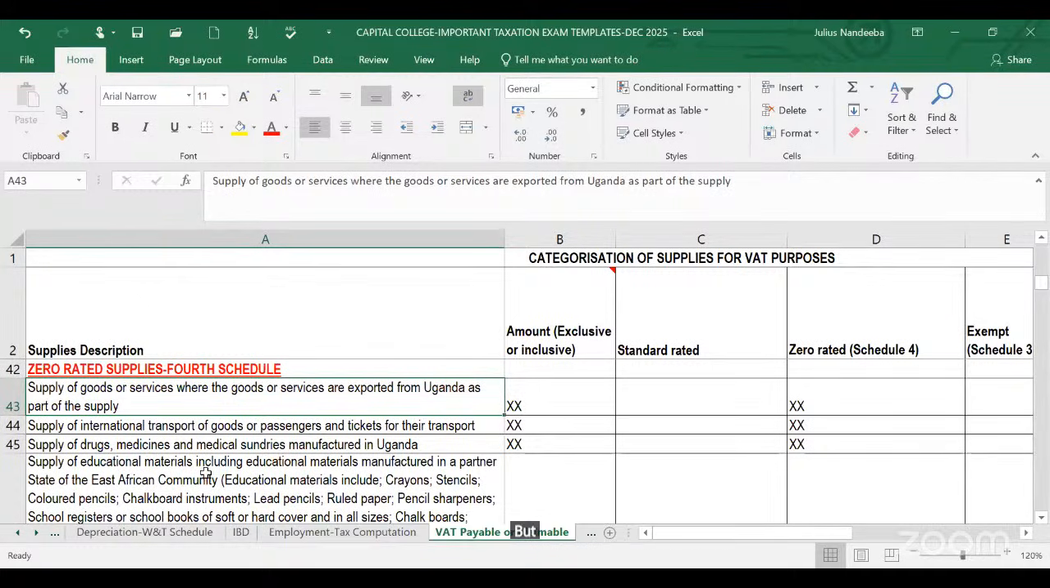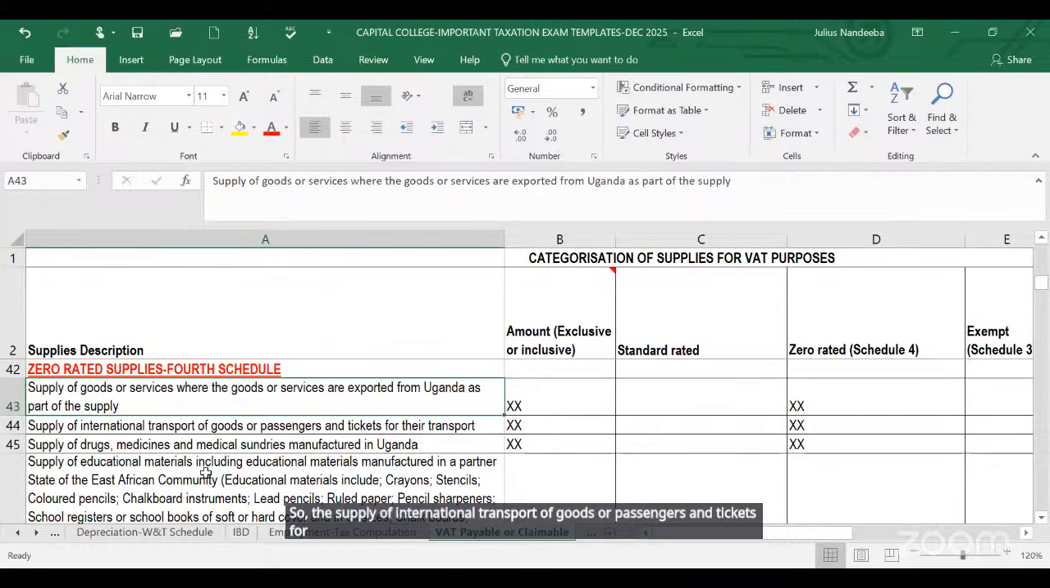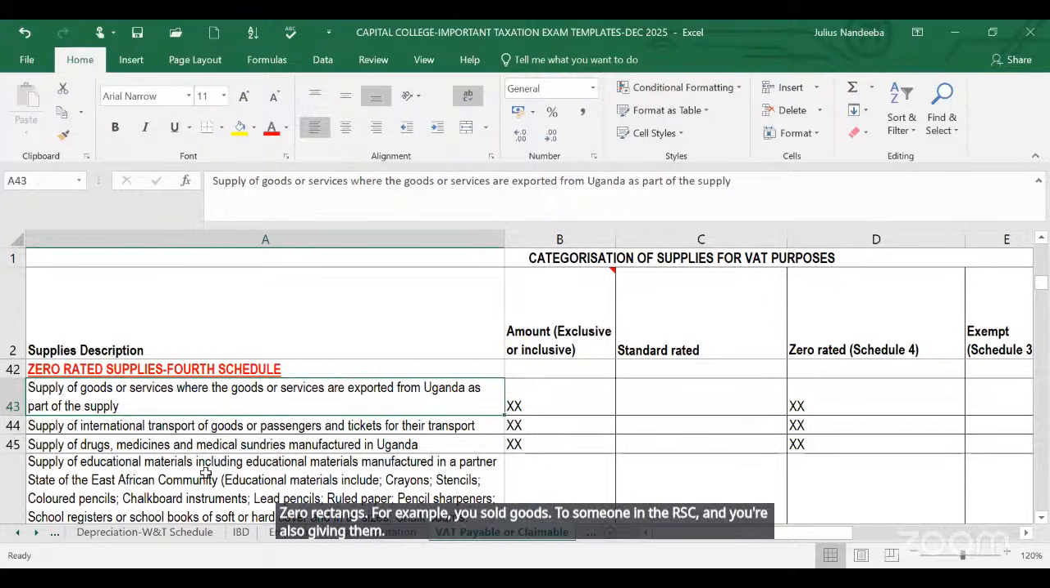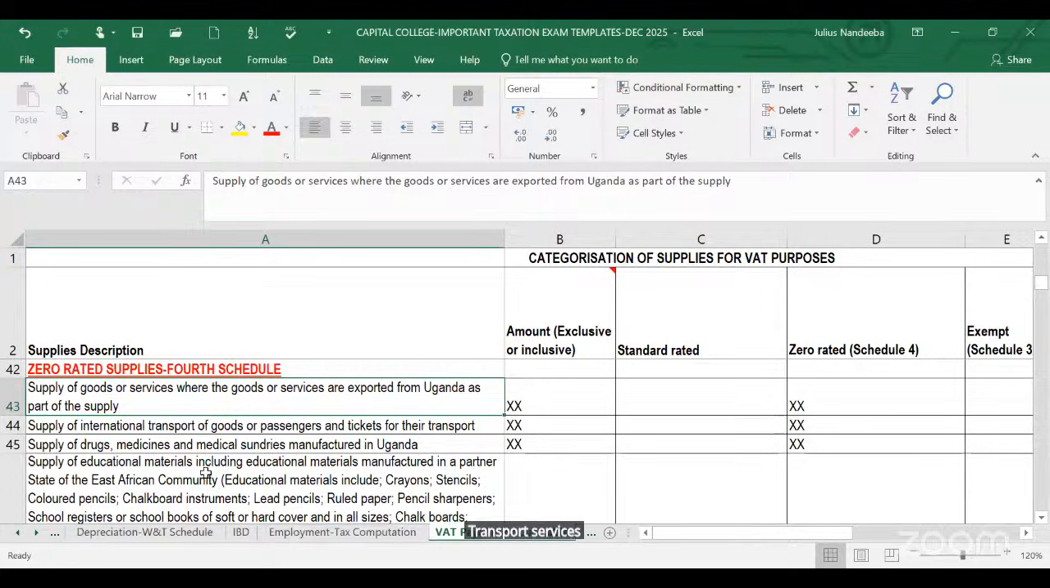But the moment we prove that there has been an export, automatically the goods become zero rated. Even if they were standard rated here, they become zero rated. Two, the supply of international transport of goods or passengers and tickets for their transport. Every time you cross borders with transport, international transport becomes zero rated. For example, you sold goods to someone in DRC and you're also giving them transport services. The goods cannot be zero rated and the transport standard rated. All of them become zero rated.